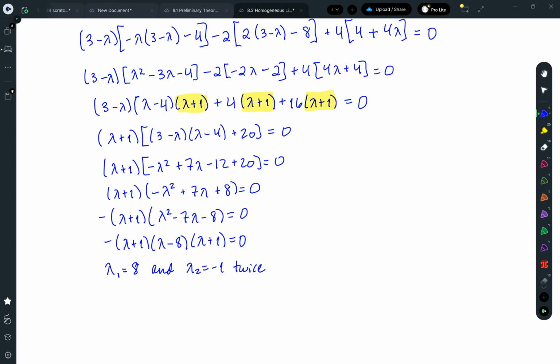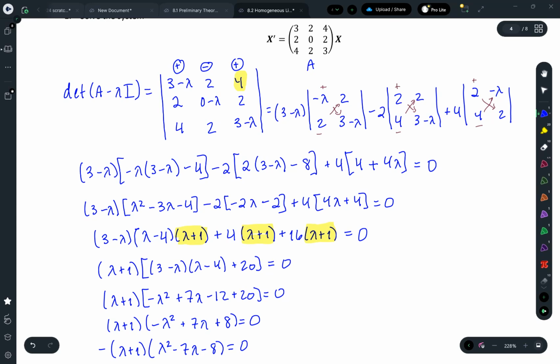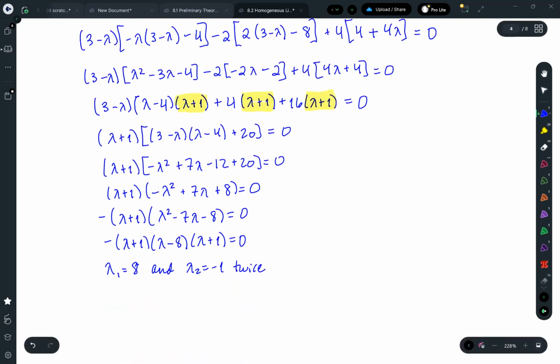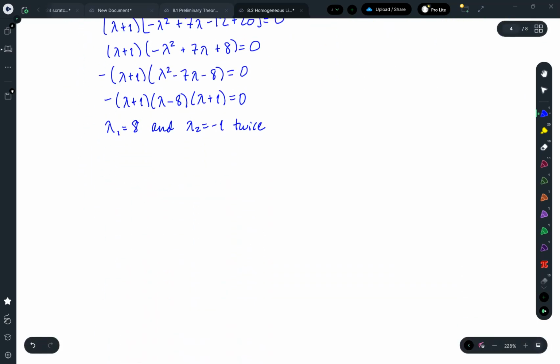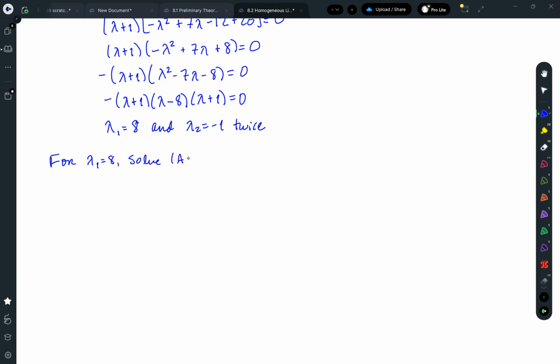Okay? Now notice that this was a lot of work just to solve the determinant. And because there's a lambda in there, you don't get to use your calculator. It won't help you. So you've got to know how to do this by hand. Okay? Practice will help a lot. Let's go ahead and deal with lambda 1 is equal to 8. So for lambda 1 is equal to 8, we will solve A minus 8I set equal to 0 for K1.